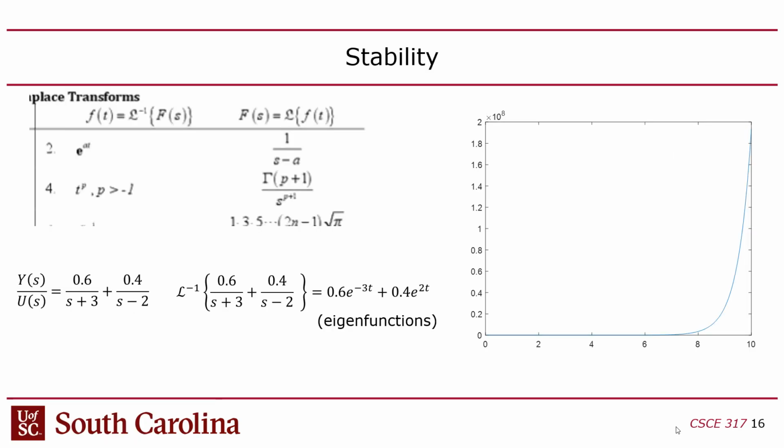So you end up with the inverse Laplace transform of this being 3/5 e to the negative 3t. Again, the 3 comes from here, right? So a is negative 3, because remember, it was 1 over s minus a. And then what was the other term? 2/5. 2/5 e to the 2t, right? So the inverse Laplace transform is this. These are also called the eigenfunctions.